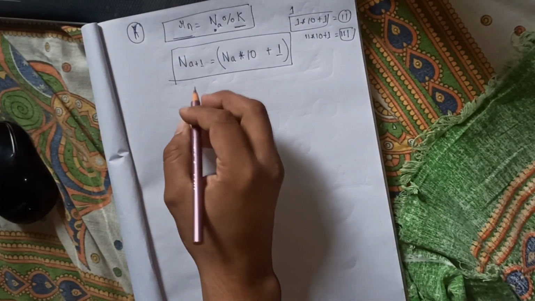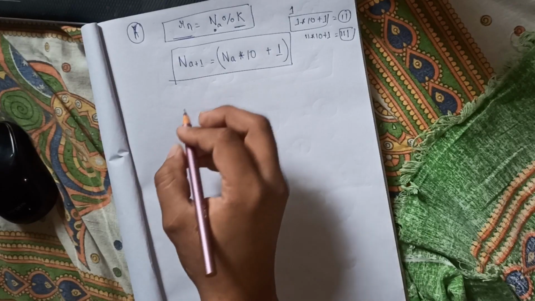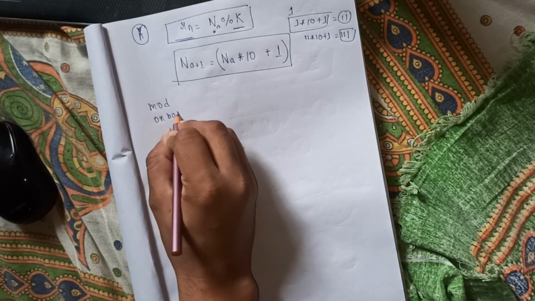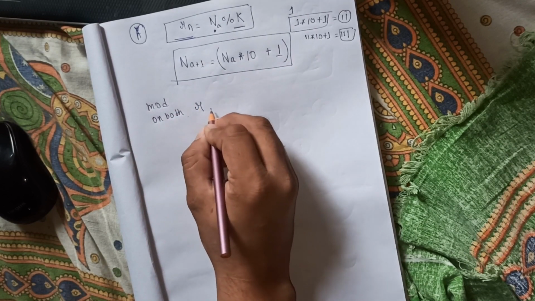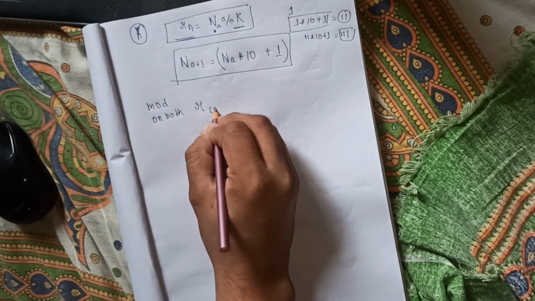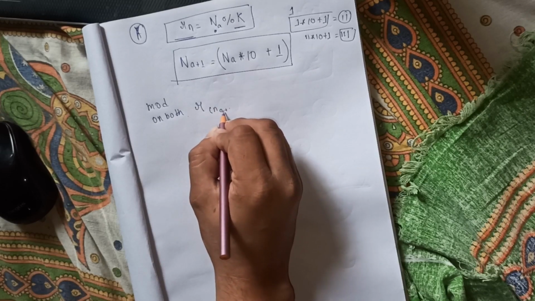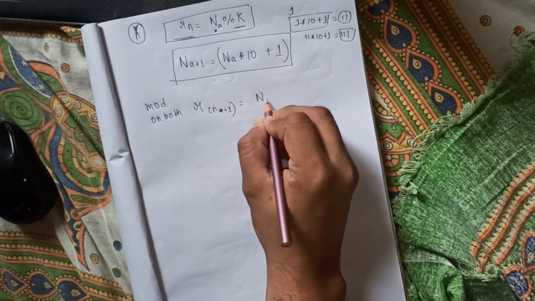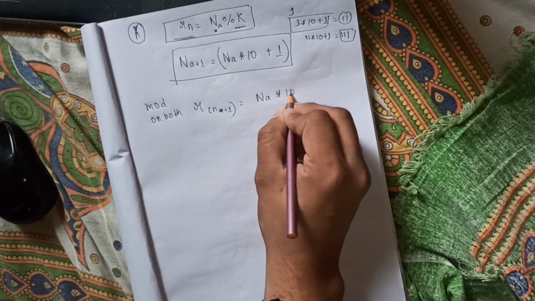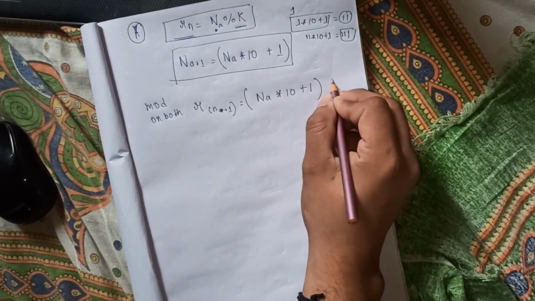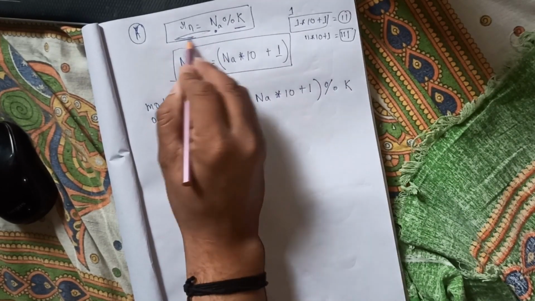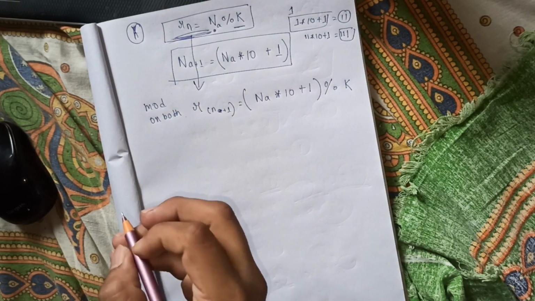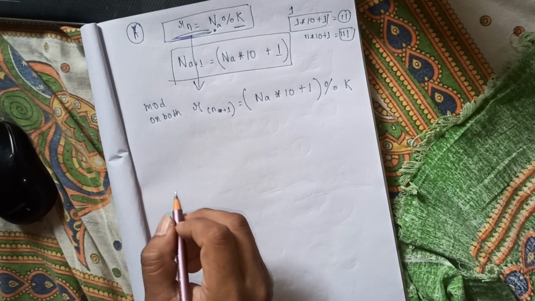Okay, so this statement is clear to you, right? Now let's take mod on both sides. What will happen? r of n plus 1, rather I can write it as n plus 1, will be equal to n of a into 10 plus 1 modulo k, right? That is what remainder is. This is how we find the remainder, right? So this might be clear to you, right?